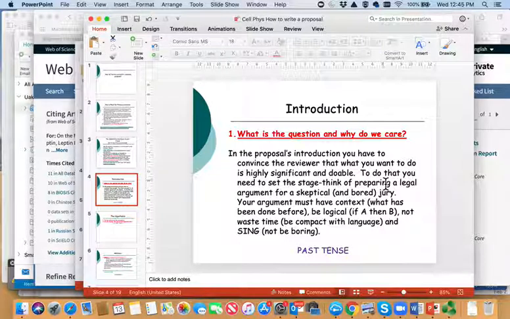Okay? So you're going to talk about what has been done before. You're going to be logical: if A, then B. You're not going to be wasting the time of the reader. So you're going to be compact with your language, saying things as succinctly as possible, and you're going to not be boring, in that your sentences aren't just a list of facts, but they actually are interesting and they pull the reader along. Okay? We'll talk more about these details in subsequent podcasts.